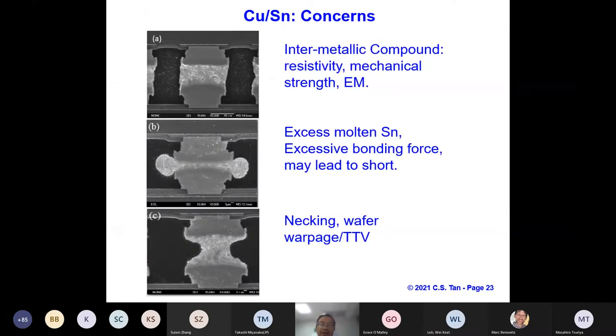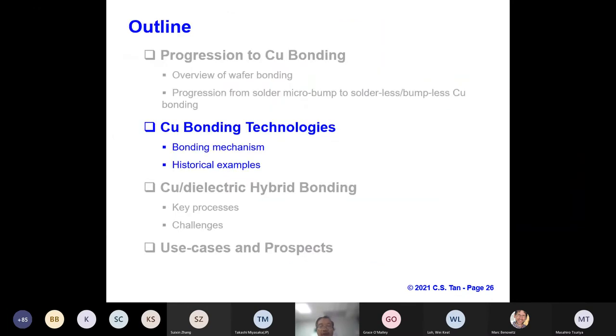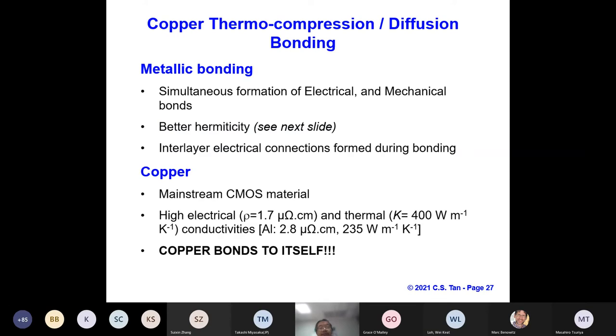And I try to explain to you why in the absence of IMC, you can basically do away with all these concerns, right? And this is again another chart. I don't have the data for copper to copper, but this is basically to explain to you that with copper pillar, the lifetime actually improved. All right. So with that, I will now go into the copper bonding technology that I have basically been following for the past many years.